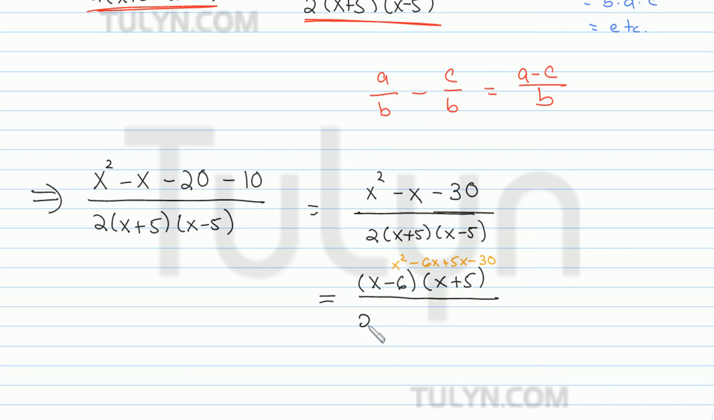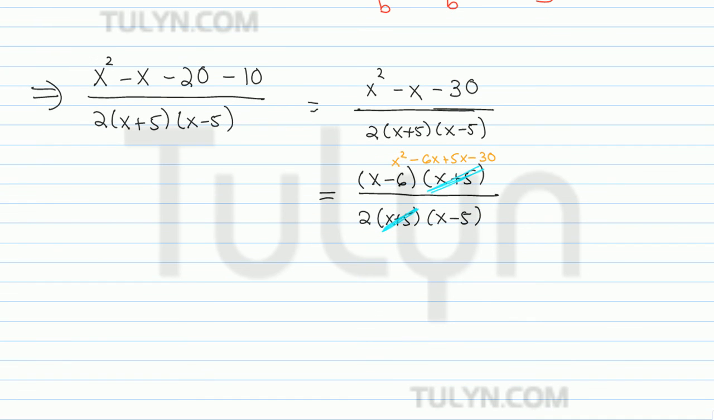So that's the numerator, and the denominator stays the same. And now notice there's an x plus 5 in the numerator and an x plus 5 in the denominator, which can be factored out and canceled. So what's left over is x minus 6 over 2 times x minus 5. And since there's nothing else that we can do to reduce this rational expression, this is our final answer.